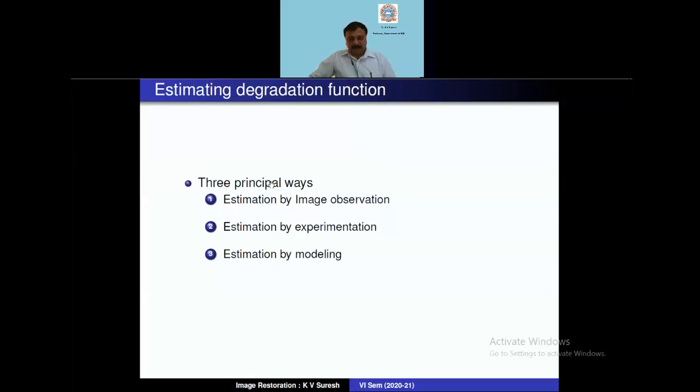The next thing we are supposed to discuss is how we can estimate the degradation function. Remember, we have estimated noise. Now suppose the image is blurred with some type of blur, how do I estimate it? There are many methods to do that. Let us discuss this in the next class.